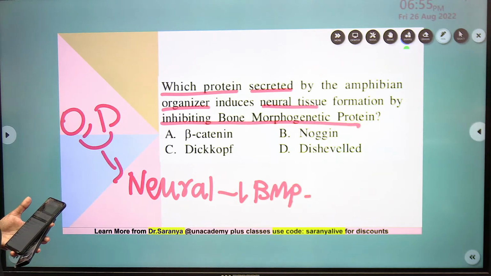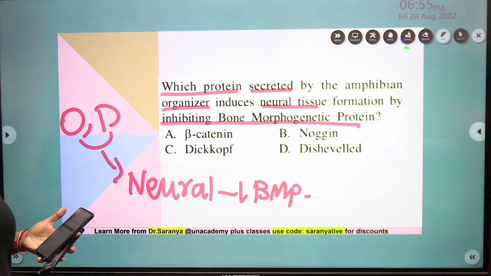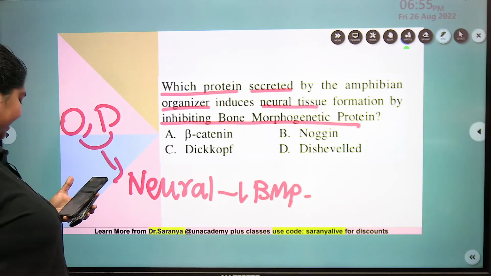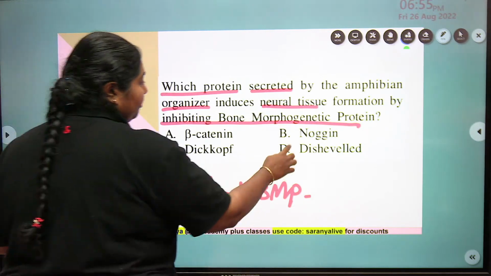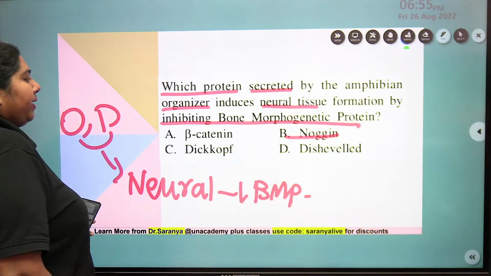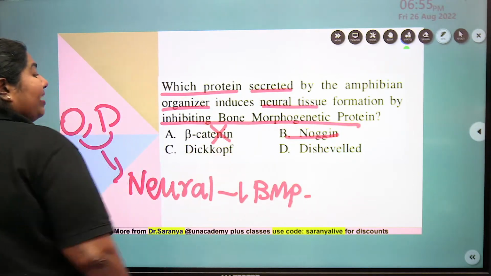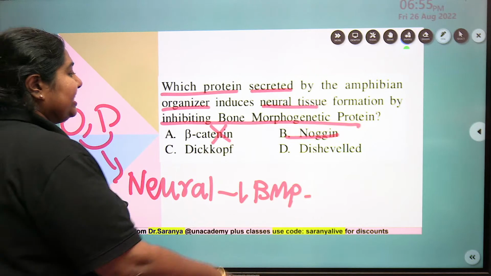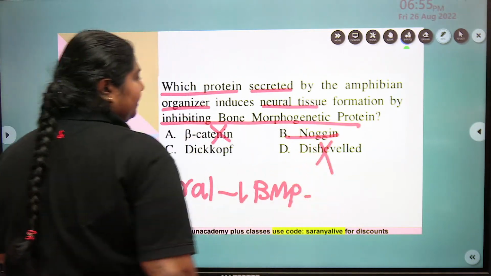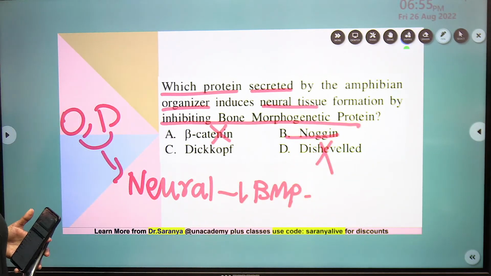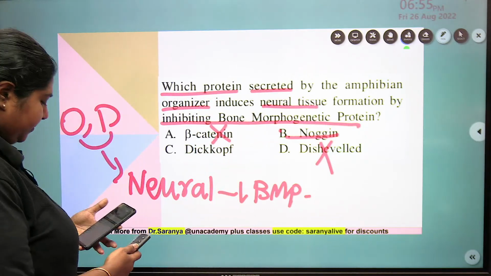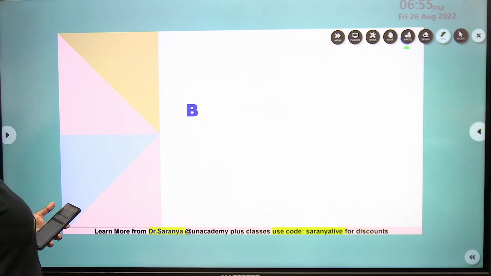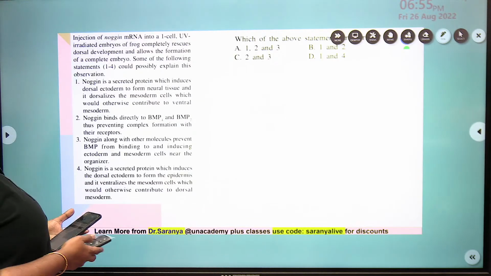Yes, Rubika. So among them, which is going to be the correct answer? Yes, Richa, Rumi, Selva, Rubika, fantastic. It is going to be noggin. Beta-catenin is the organizer inducer. D-shield will block your GSK3. But who is the original organizer that is going to block your BMP? It is going to be your noggin. Fantastic, everybody. So let's take the next question.